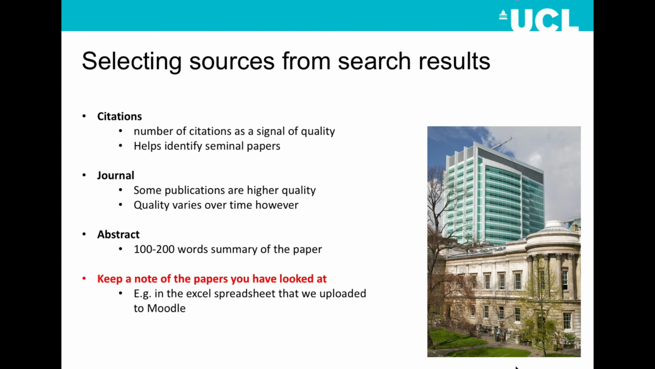After checking the quality, and when we are sure that the quality of the research paper and the journal are good enough, we will look at the abstract. The abstract is around 100-200 words, which provides a very good summary of the paper, and this will help us to understand if this article is relevant to us or not. It's very important that you keep a note of the papers that you have looked at. That's the reason why I'm providing an Excel spreadsheet that you can use to keep a record of the papers that you have been reviewing.